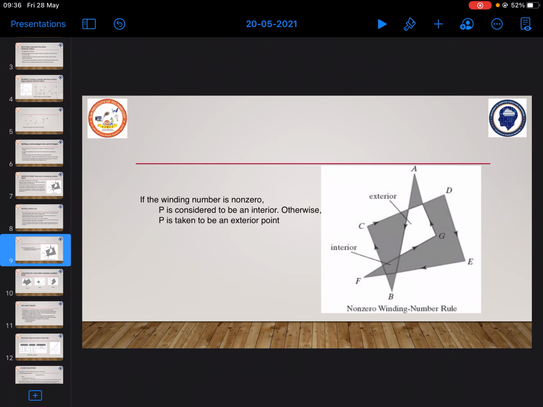So this is an example. You can see that from C to D it is moving from left to right, and from A to D it is moving from right to left. So here the winding number is non-zero, then P is considered to be an interior point, otherwise P is taken as an exterior point.